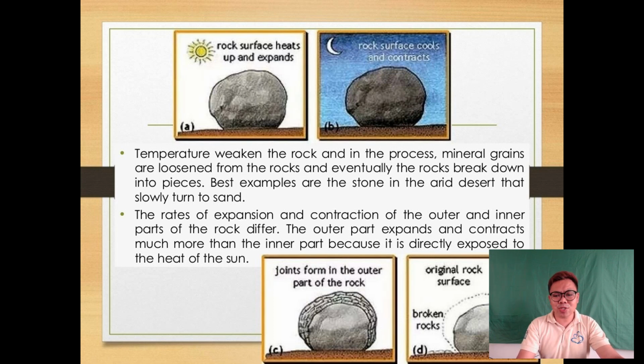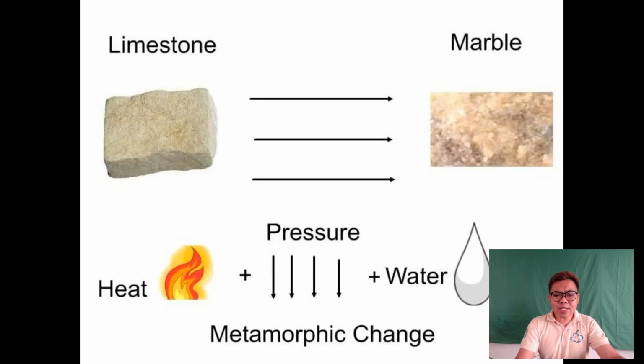Best examples are the stones in the desert that slowly turn to sand. So yung mga malalaking bato, kaya pala sila nagiging buhangin sa disyerto, it's all because the stones were exposed at night due to cool temperature. The rates of expansion and contraction of the outer and inner parts of the rock differ. The outer part expands and contracts much more than the inner part because it's directly exposed to the heat of the sun.